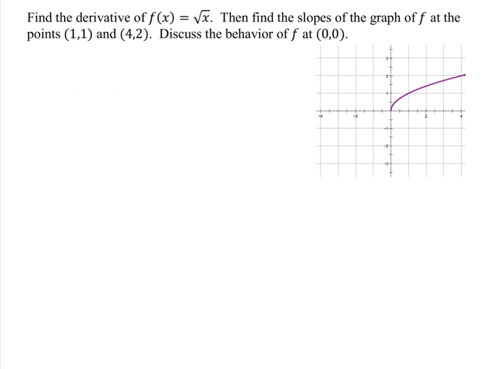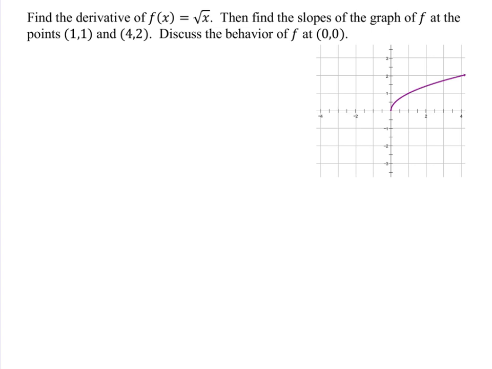So we have to find the derivative of f of x equals the square root of x. I give you the graph right here. It wants us to find the slopes of the graph of f at the points (1, 1) and (4, 2). So we can look at (1, 1) right now and see that maybe it's going to be positive, some sort of fraction less than 1, maybe 1/2 or something. (4, 2), so here we are, and that's also positive and less than 1. That one kind of looks like 1/2 to me also.